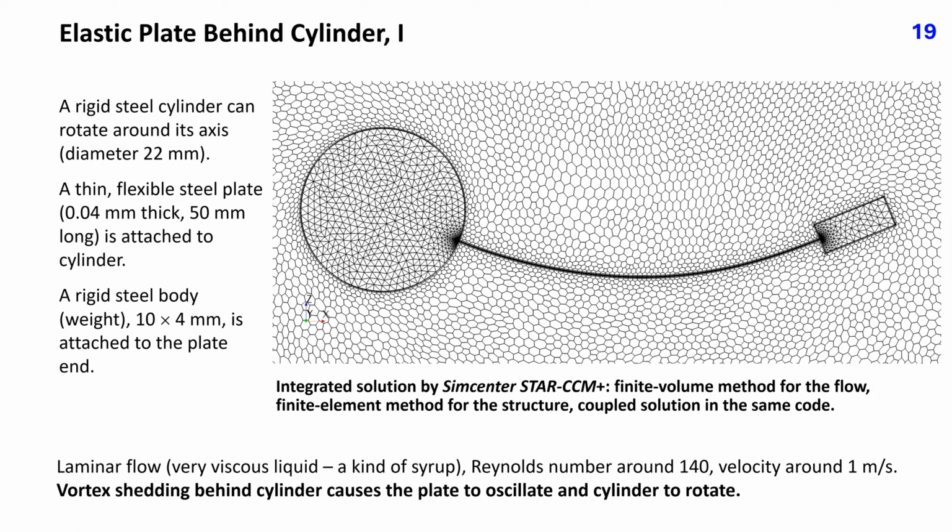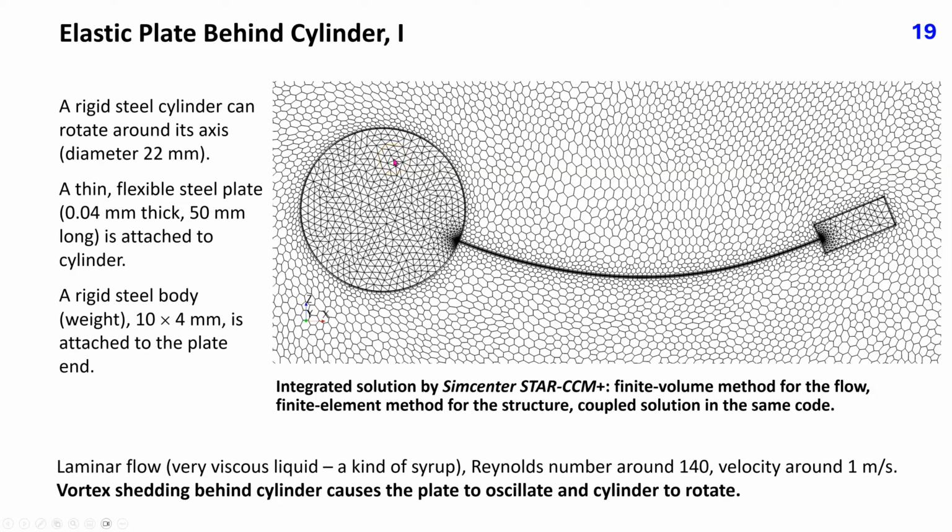The structure is exposed to a laminar flow of a very viscous liquid. In experiments, a kind of syrup was used. The Reynolds number based on cylinder diameter was around 140, with mean velocity around 1 meter per second. Vortex shedding behind the cylinder causes the plate to oscillate and the cylinder to rotate.